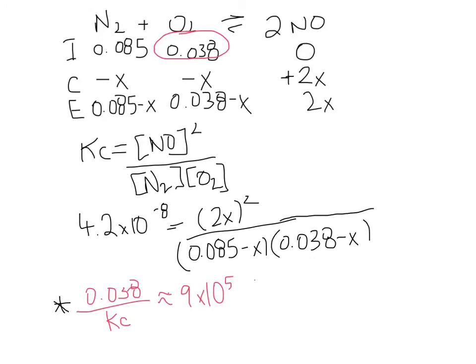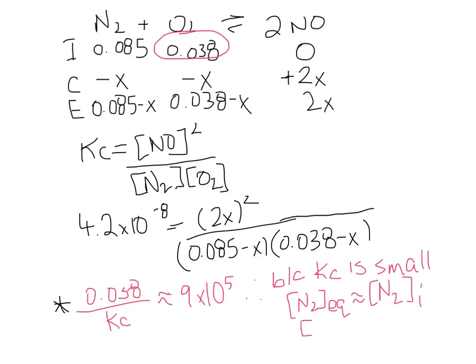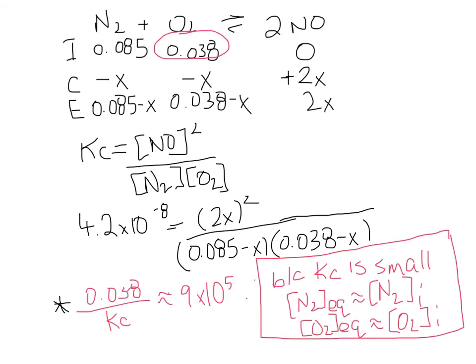And for the IB, what you want to do is put in that because Kc is small, we are assuming that the concentration of N2 at equilibrium is about the same as N2 initially, and the concentration of O2 at equilibrium is approximately the same as O2 initially. You need to have this statement in your answer in order to get full marks for this question.